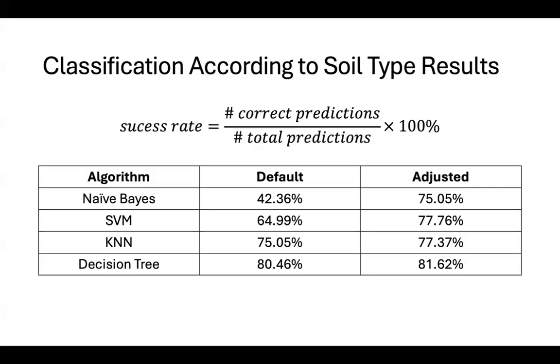To evaluate the results in this step, the success rate was calculated, which is the number of correct predictions divided by the total number of predictions times 100% for each algorithm. The middle column shows the success rates when using the default settings of each algorithm, and the adjusted column shows the success rates after adjusting the model parameters to better fit the data.